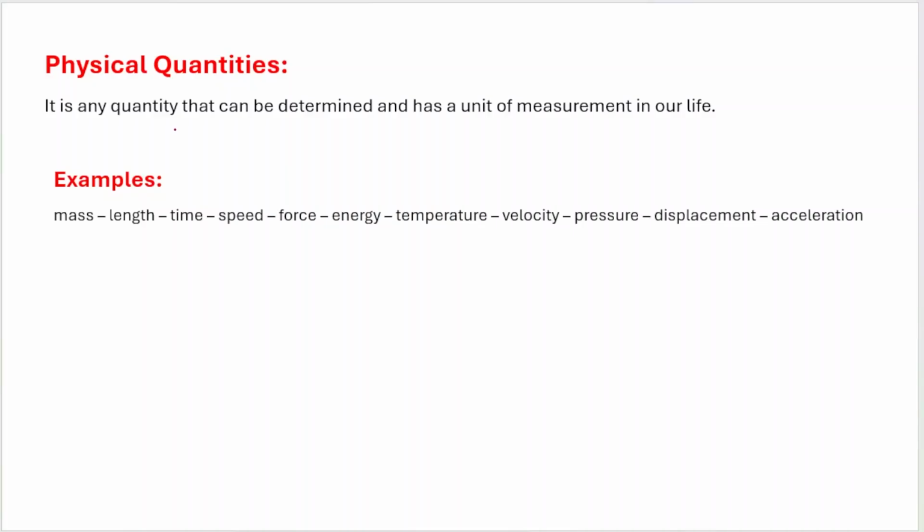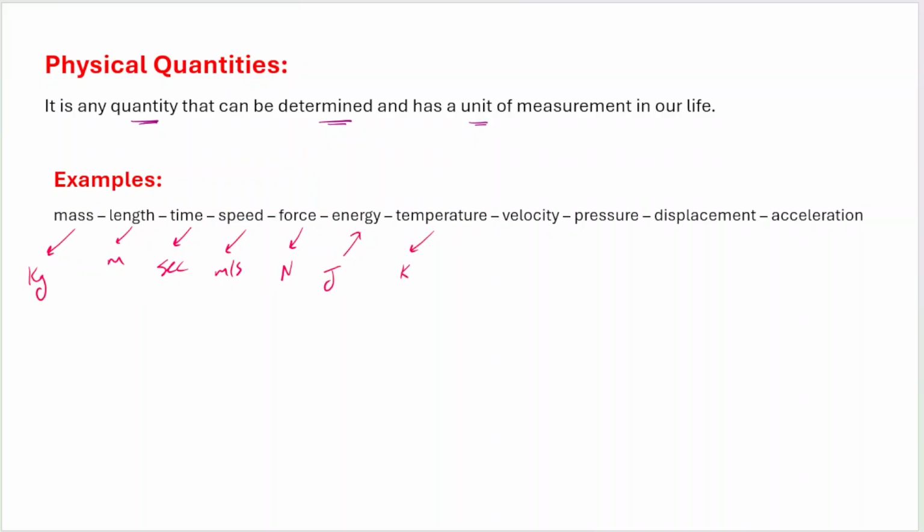What's meant by physical quantity? Physical quantity is any quantity that can be determined or measured, and it has a unit of measurement. In our daily life, for example, mass is measured in kilogram, and it has a measuring device. Length is measured in meter. Time, measured in second. Speed, measured in meter per second. Force, measured in Newton. Energy, measured in joule.